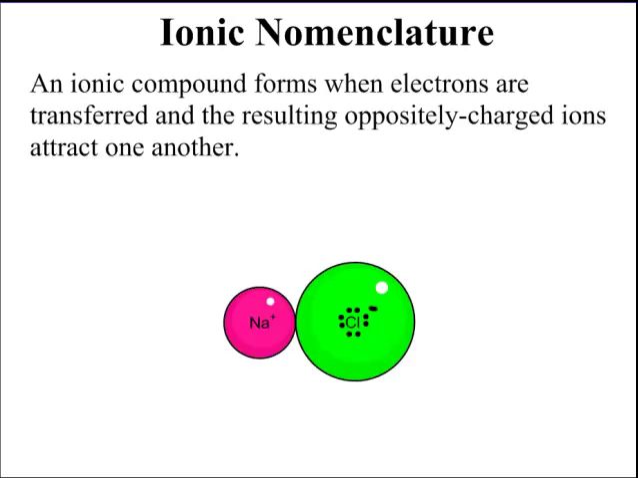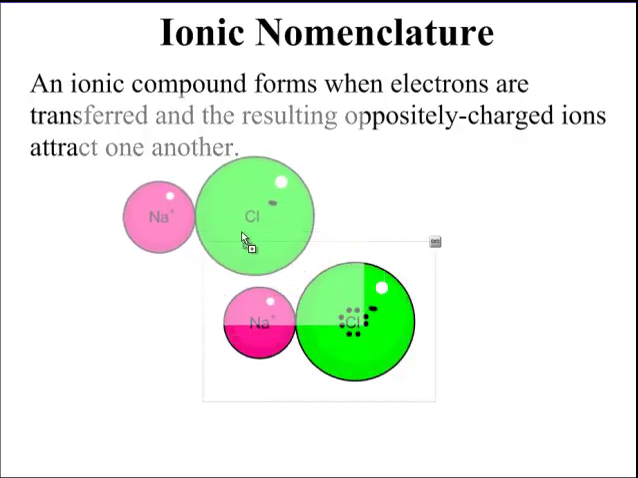An ionic compound forms when electrons are transferred and the resulting oppositely charged ions attract one another. And this just doesn't happen once, it happens over and over and over. You get a whole array of positives surrounded by negatives and vice versa. This is an ionic lattice. It would look something like this.